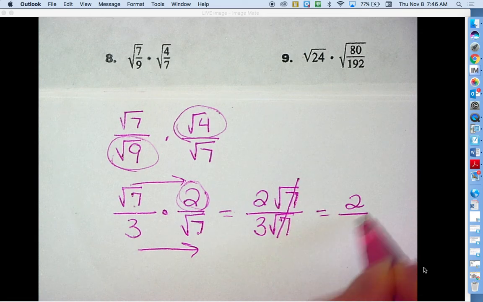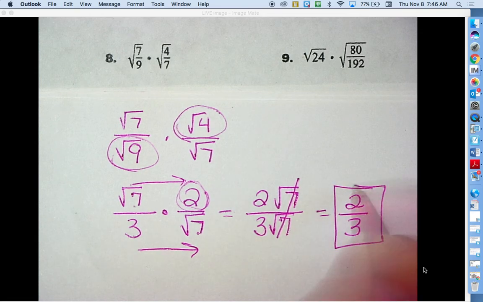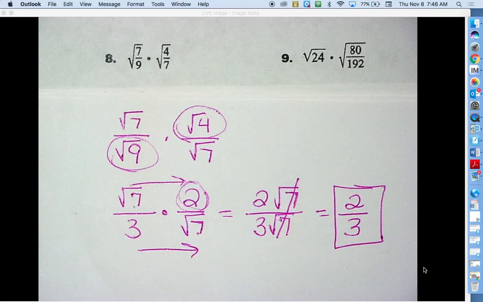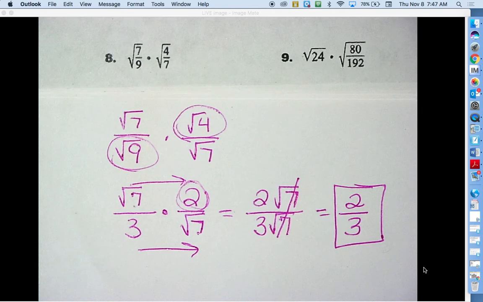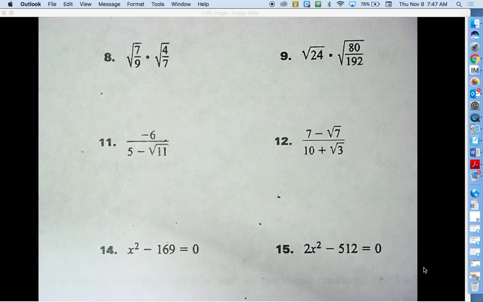So Holly, what do you think would happen with those square roots of 7s? Yeah, they would eliminate. They would go away. They would cancel because the square root of 7 divided by the square root of 7 is 1, just like 7 divided by 7 is 1. They're both the same root, square roots, so they cancel. And then you are left with 2 over 3.